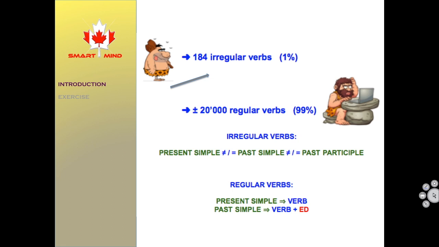We have 184 irregular verbs. We have more or less 20,000 regular verbs, and in irregular verbs, we have the present simple different or equal to the past simple, that will be different or equal to the past participle. And in the regular verbs, we have, of course, the present simple, which will be the verb, and the past simple, which will be equal to the past participle, which will be the verb plus ed.